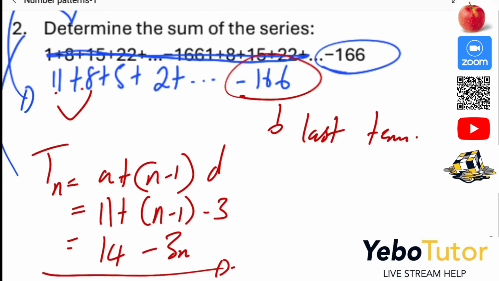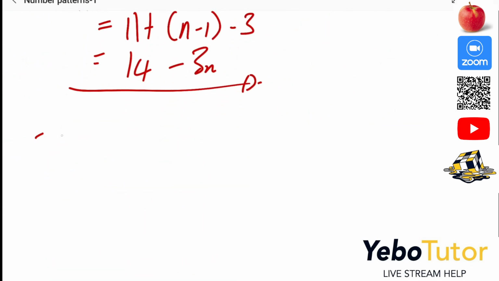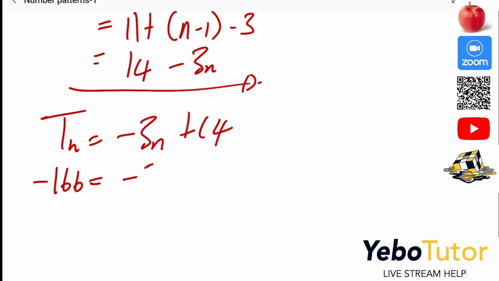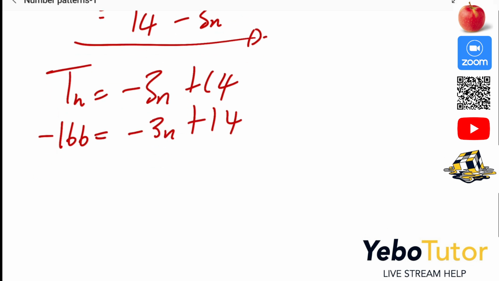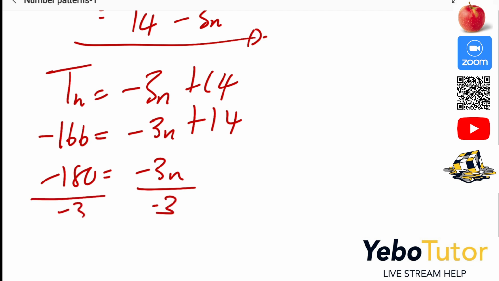But we know that the last term is given as negative 166, so our Tn, negative 3n plus 14, equals negative 166. Now we can calculate the value of n so that we know how many terms we are supposed to sum. Negative 166 minus 14 gives negative 180, equal to negative 3n. Divided by negative 3, our n value will be equal to 60.